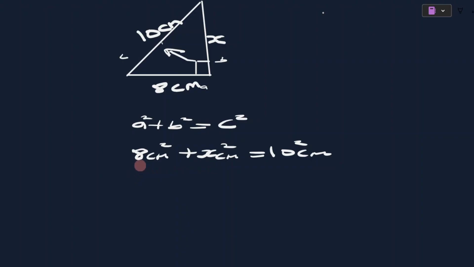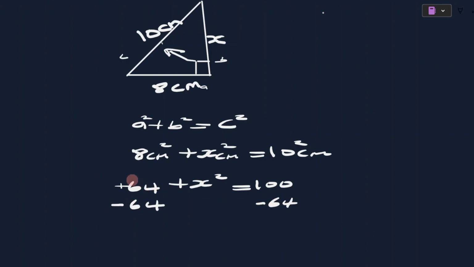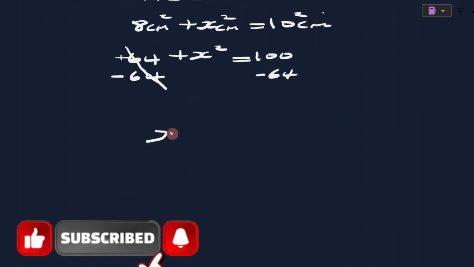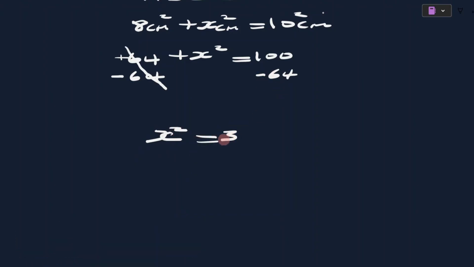We now square: the square of 8 is 64, plus S squared, which equals 10 squared, which is 100. Remember, our target here is S, and if you notice, this 64 is positive. So for us to get the value of S, we subtract 64 from both sides, and when we subtract, this will cancel out, and we now have the value of S. S squared is equal to 100 minus 64, which is 36.